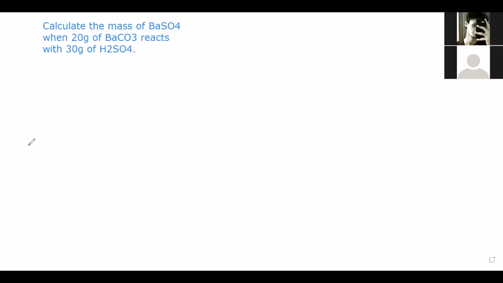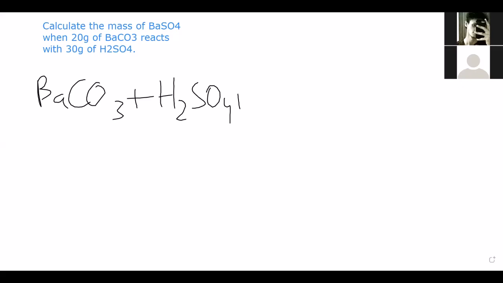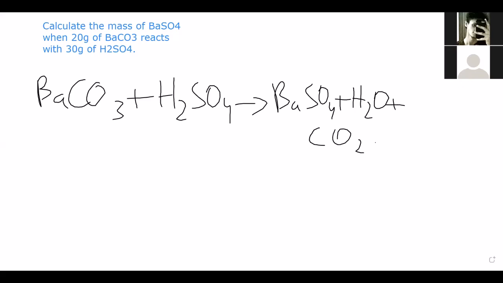Again, we'll first write the balanced chemical equation. There is a reaction between barium carbonate and sulfuric acid. So this will produce a salt, that is barium sulfate, water, and carbon dioxide gas. Now, as we have a ratio of 1:1, we'll find the moles of both the reactants.